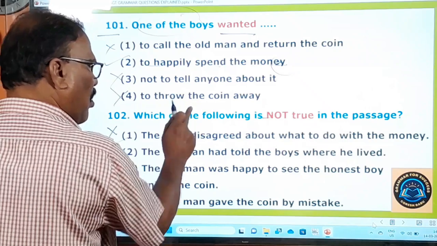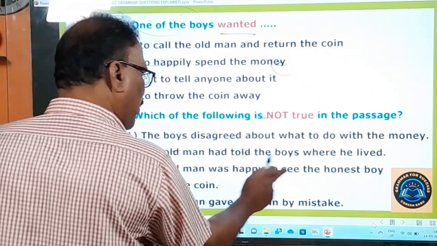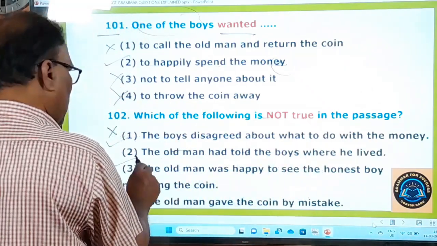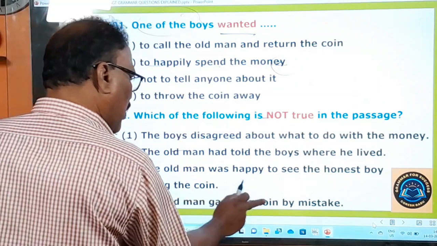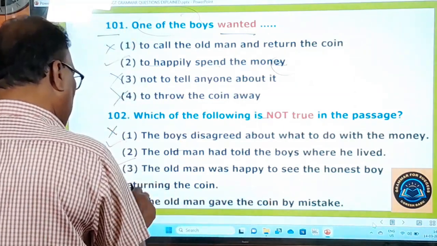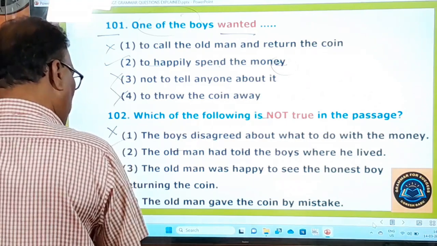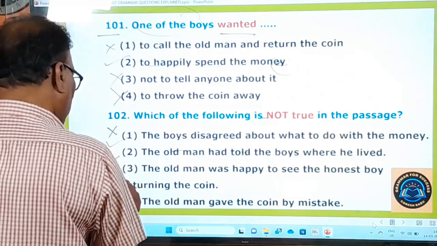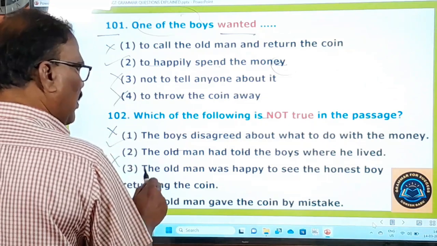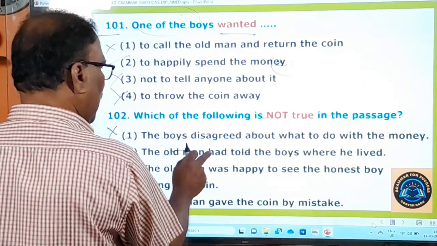This is not true according to this passage. The old man was happy to see the honest boy returning the coin. Yes, this is right. The old man gave the coin by mistake. Yes, this is right. First one is true. Second one is true. Third, fourth one is true. That means this first one, third one, fourth one are wrong. Only the second one is the right option.